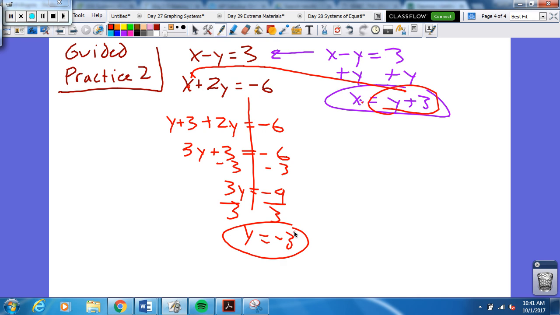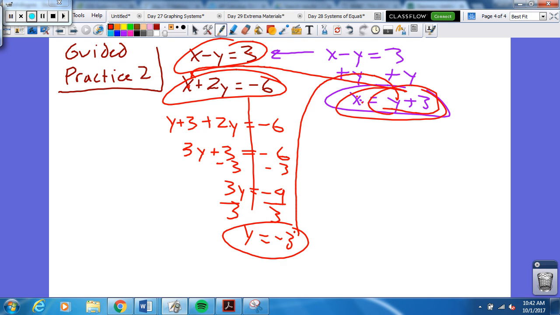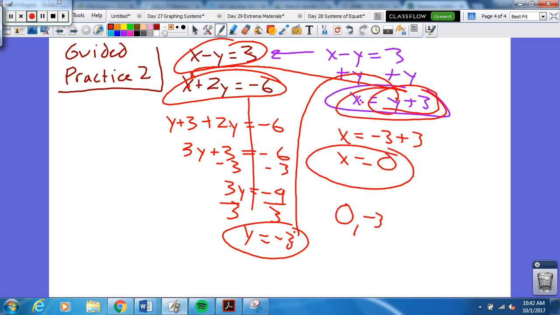What's the easiest one to plug in? I can plug in here, I can plug in here, but I can also plug in here because these two are the same. So x equals, another substitution, plug-in is the same thing, negative 3 plus 3, because y is negative 3. x equals 0. So (0, negative 3), right on the y-axis. There's our solution.